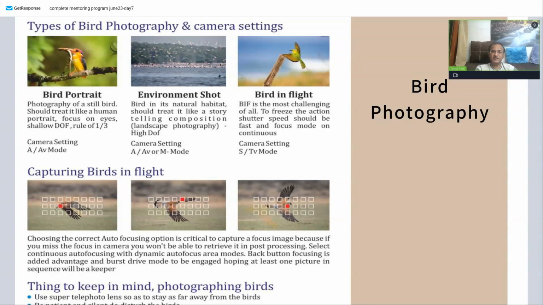Bird in flight, BIF. Okay, but all the serious photographers would know how challenging it is to get a bird in flight, right? So you have to focus on the bird, at the same time follow the bird, have your camera in multi-burst, high shutter speed, isn't it? So a lot of things have to fall in place to get a good bird in flight. Okay, one of the most challenging things in photography.